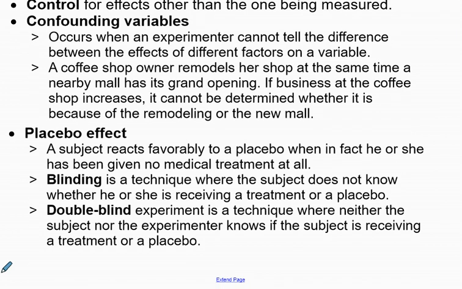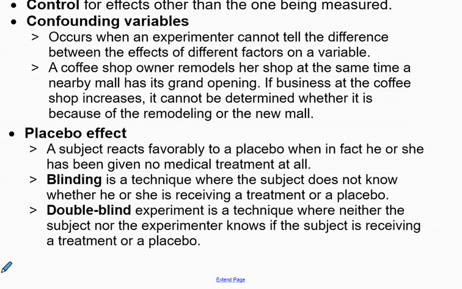In order to do this, sometimes a placebo will be used because of something known as the placebo effect. So a subject reacts favorably to a placebo when in fact he or she has been given no medical treatment at all. So in order to account for the placebo effect, there's something done called blinding. Blinding is a technique where the subject does not know whether he or she is receiving a treatment or a placebo. A double-blind experiment is a technique where neither the subject nor the experimenter knows if the subject is receiving a treatment or a placebo.